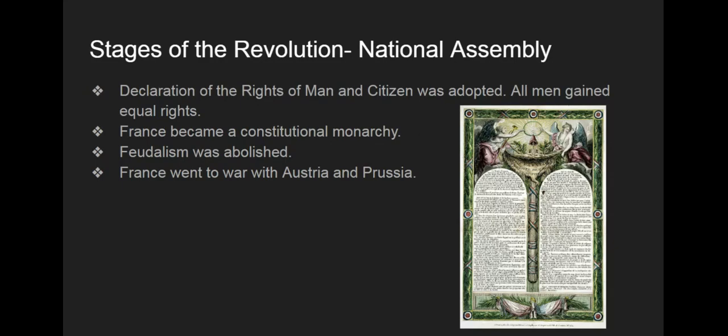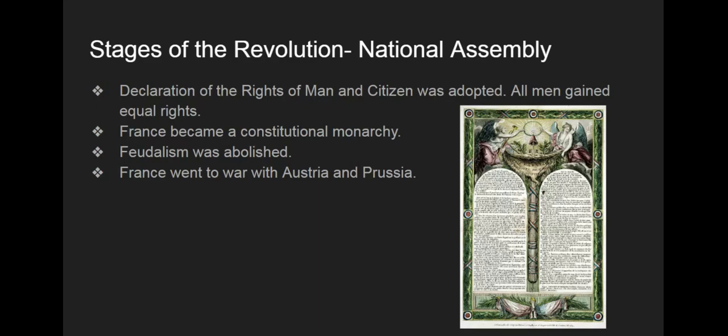So there's three different major stages of revolution. The first stage is the National Assembly. Within this stage, they write the Declaration of the Rights of Man and the Citizen, where all men gained equal rights. Now, note, women are not being counted here yet.